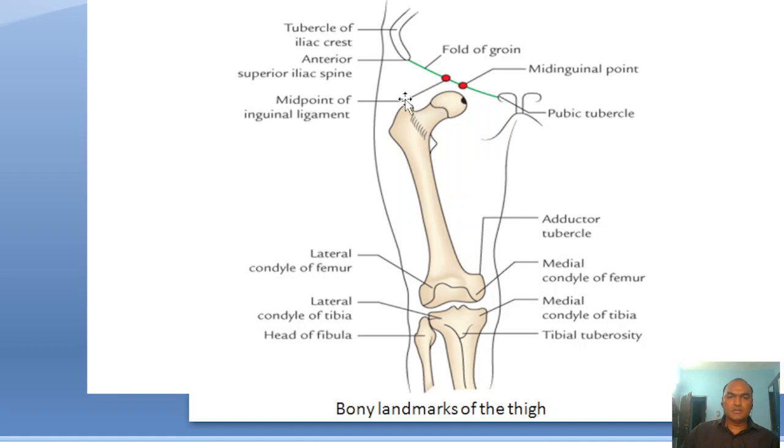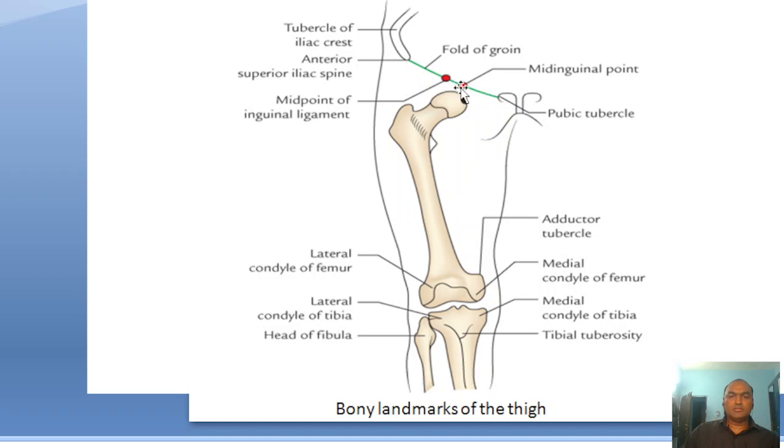So bony landmarks are: this is greater trochanter, lesser trochanter. These are the two important landmarks: mid-inguinal point and midpoint of inguinal ligament. The mid-inguinal point is between pubic symphysis and anterior superior iliac spine. This is the mid-inguinal point, situated anterior to the femoral artery. This is the midpoint of inguinal ligament between pubic tubercle and anterior superior iliac spine.